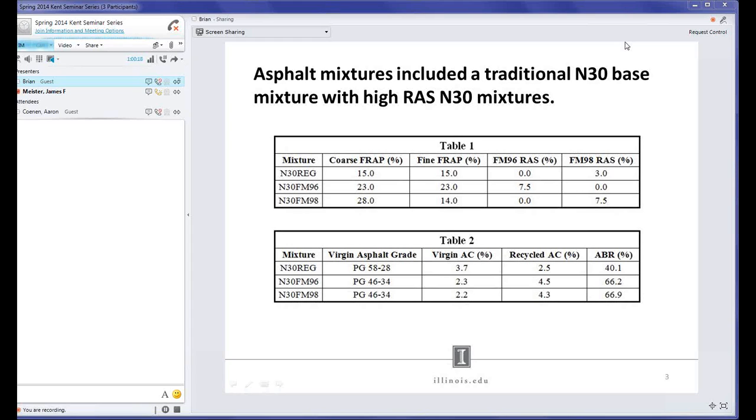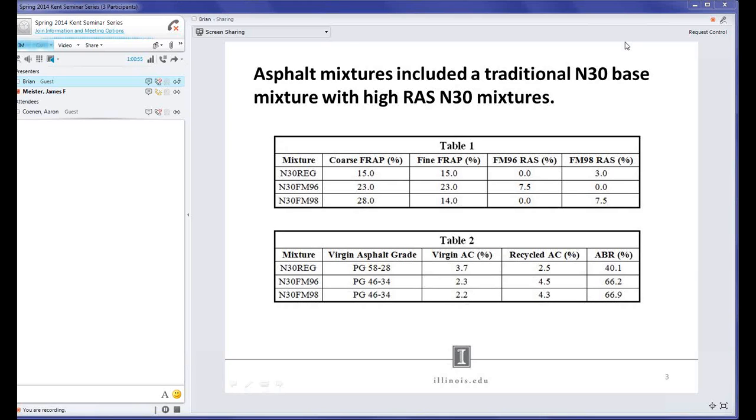That's what they call it up there. That mix had 3% RAS in it, and it was the FM98 product. Between FM96 and 98, the only difference is that the FM96 has tabs in it. The tabs are generally a little bit stiffer, and the question was whether they could use that and whether the virgin and the recycled asphalt would mix very well, or whether they'd have any issues. So they wanted to try it out in their mix yards, so they could monitor performance over time.